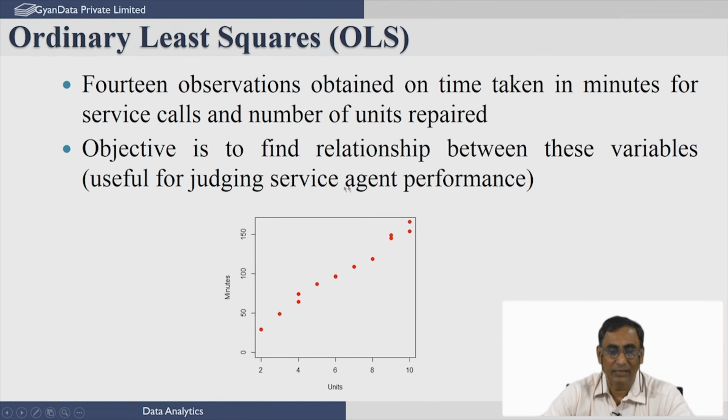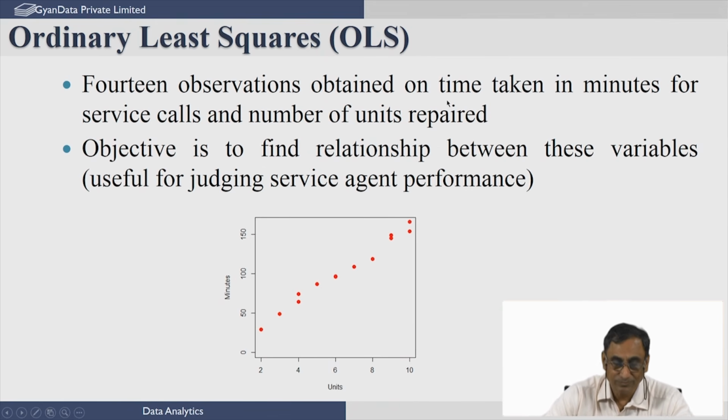So, if you know a relationship between the time taken and number of units repaired, which you believe should hold, then if somebody takes more time and is not repairing much, there is some inefficiency, maybe he is wasting too much time in between on travel or whatever. So, we need to find out, right. So, the purpose is to judge the service agent performance and design performance incentives in order to improve the productivity of these agents. So, we are interested in developing a relationship between number of units and the time taken.